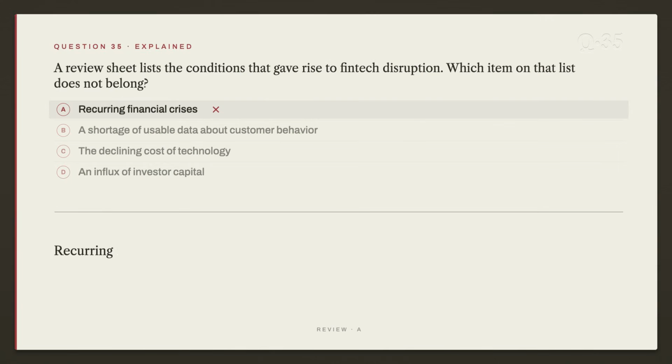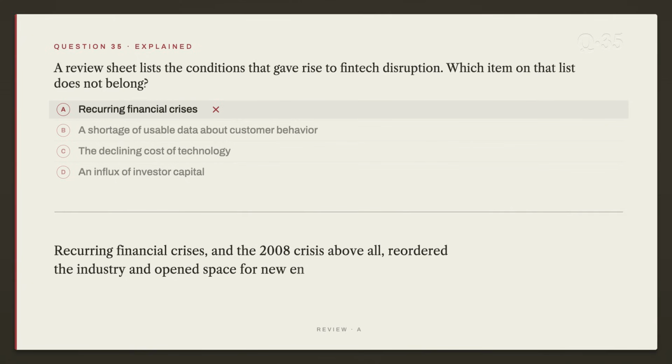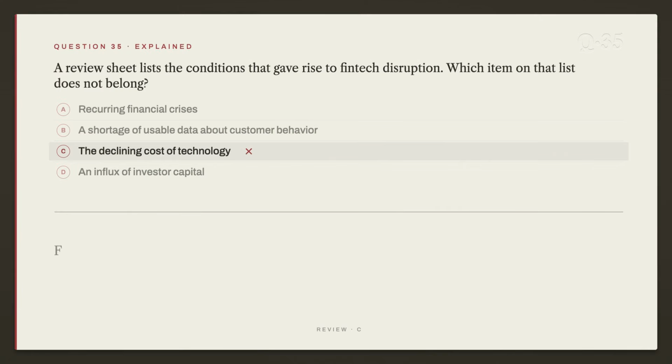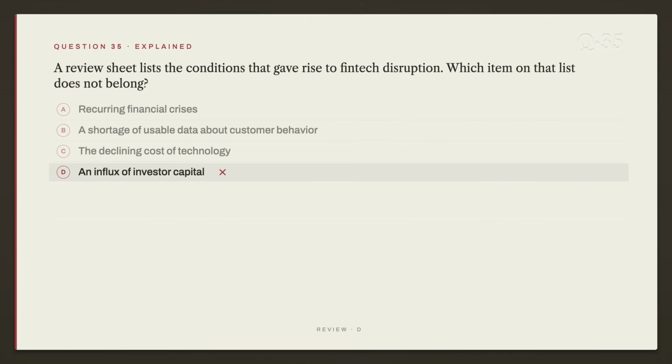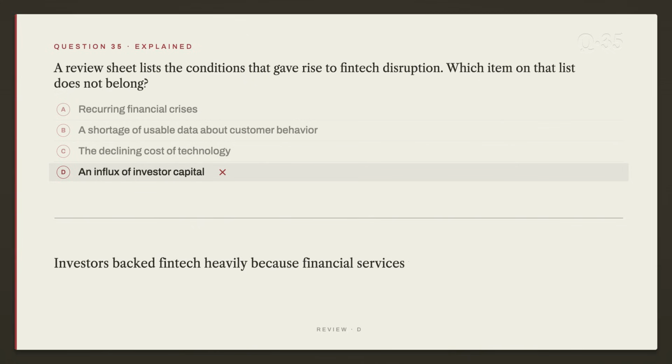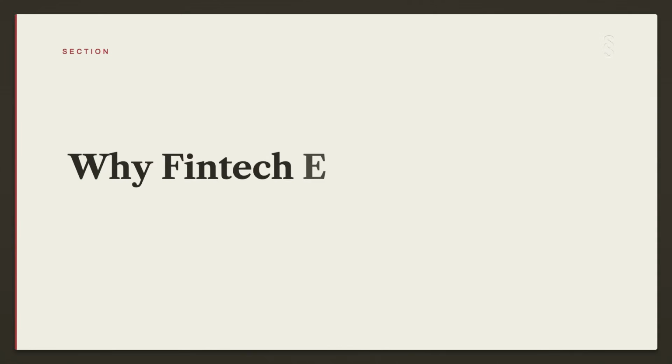A is wrong because recurring financial crises, and the 2008 crisis above all, reordered the industry and opened space for new entrants. This is one of the 4 genuine conditions. C is wrong because falling costs for computing, storage, and bandwidth let small firms build capabilities that once demanded a bank-sized budget. This is a genuine condition. D is wrong because investors backed fintech heavily because financial services is both large and historically profitable. This is a genuine condition.